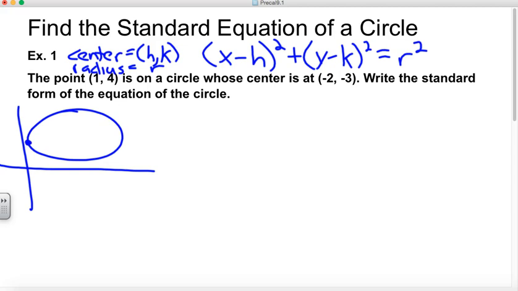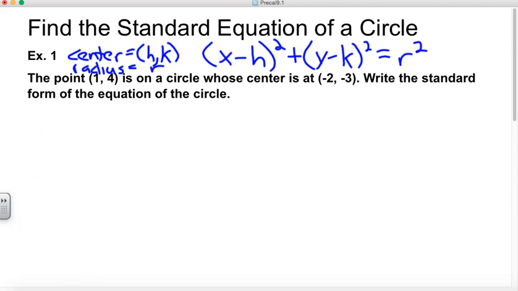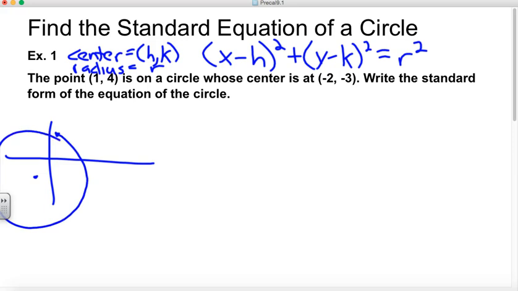And then (-2, -3). Let's put these points on the graph. So (1, 4) would be over 1 up 4 somewhere in here. And then (-2, -3) would be somewhere down here, and that's the center. So this point is on the circle, so we go somewhere around it like this, right?